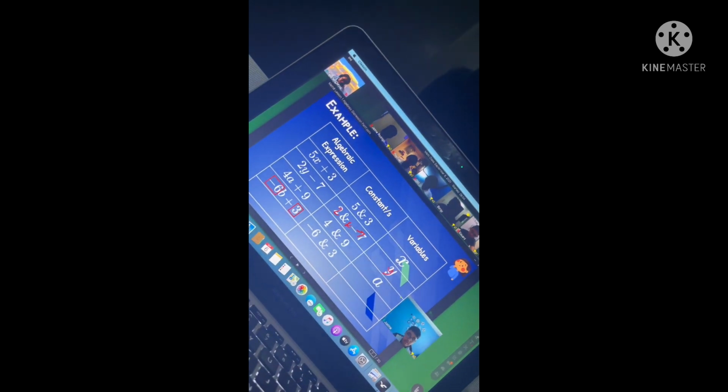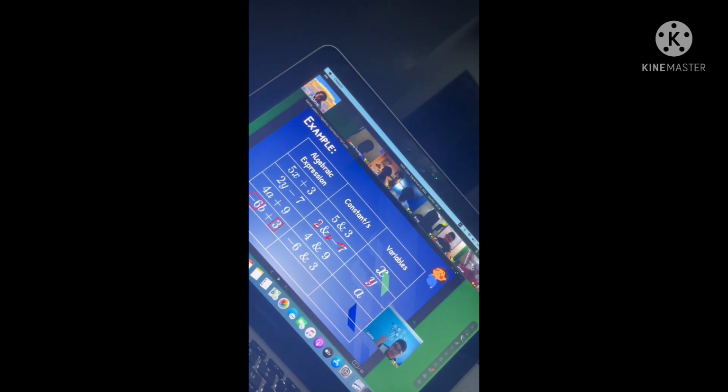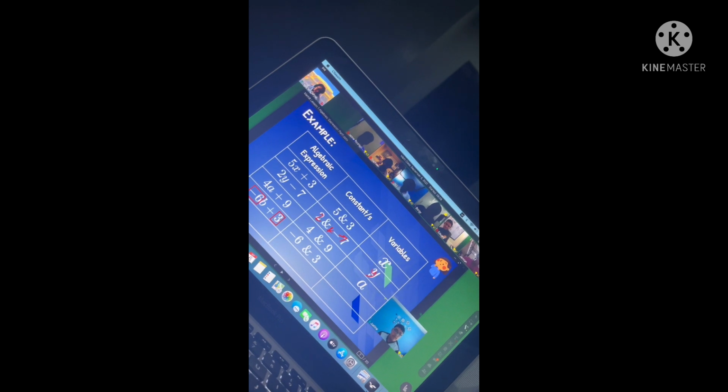Okay, so the constants, they are the numbers. Did you understand? Justin? Okay, what about the variable? Which one is the variable, Justin? The letter. It's letter B. Thank you, Justin. And Jim Rod, can you answer the next one?